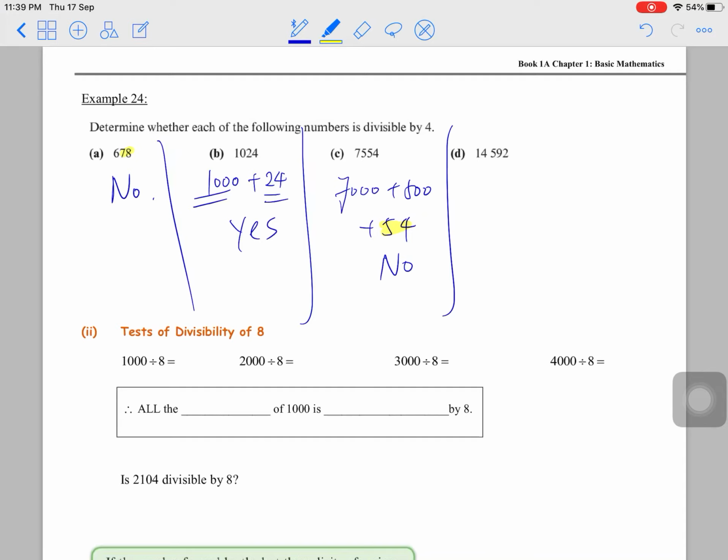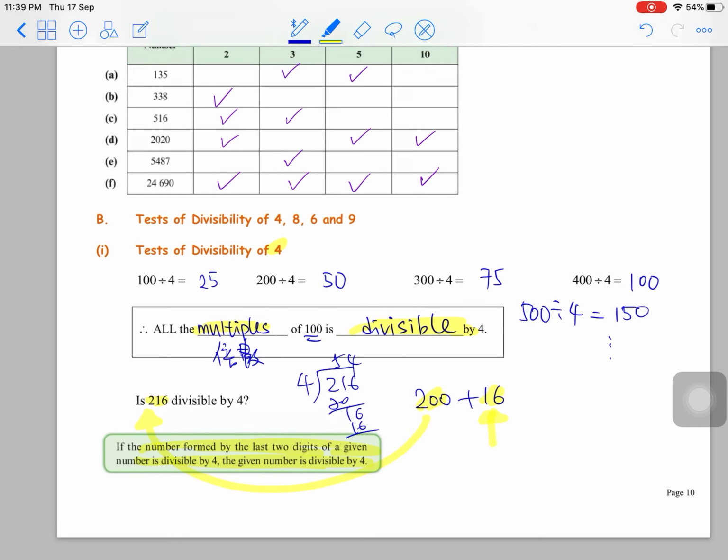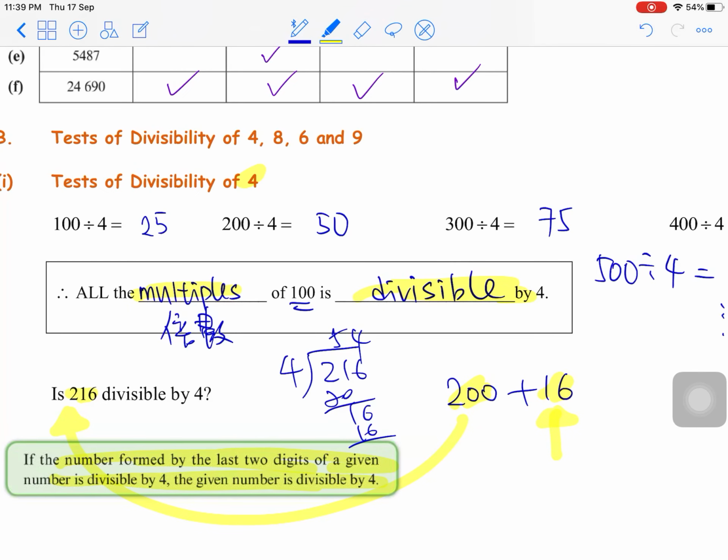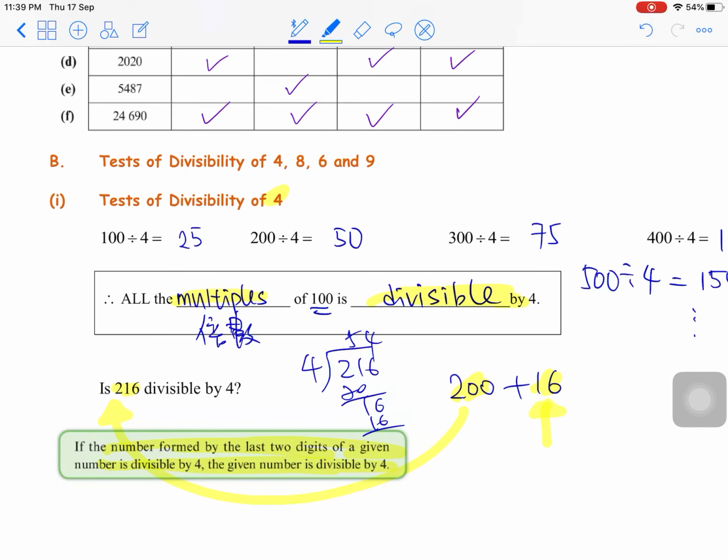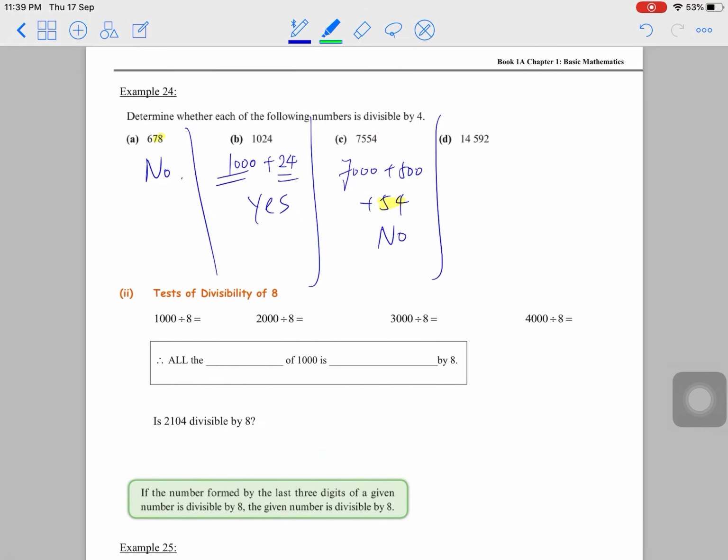Actually, you can just check the last two digits. As in the box on the last page, you just check the last two digits to see whether they are divisible by 4. Then the whole number just follows the last two digits.